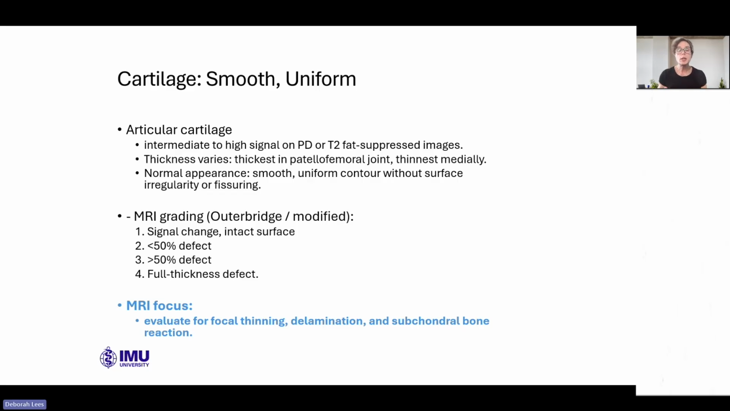Cartilage, nice and smooth and uniform. We've got the articular cartilage that is both on the femoral condyles and on the tibial plateau. It's normally an intermediate to high signal on PD or T2 fat suppressed images.